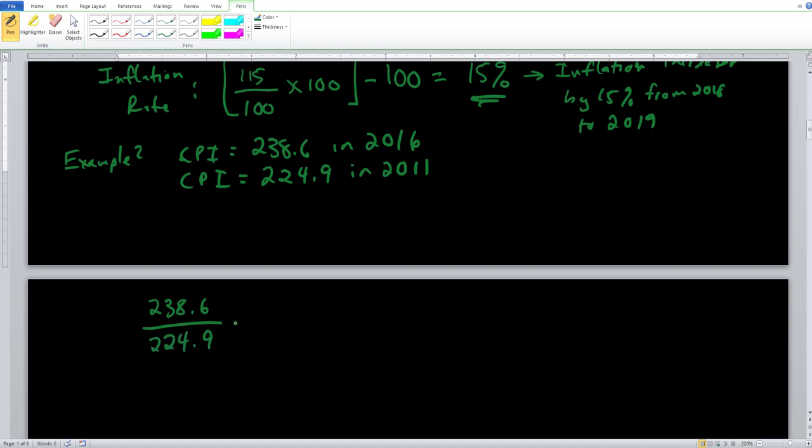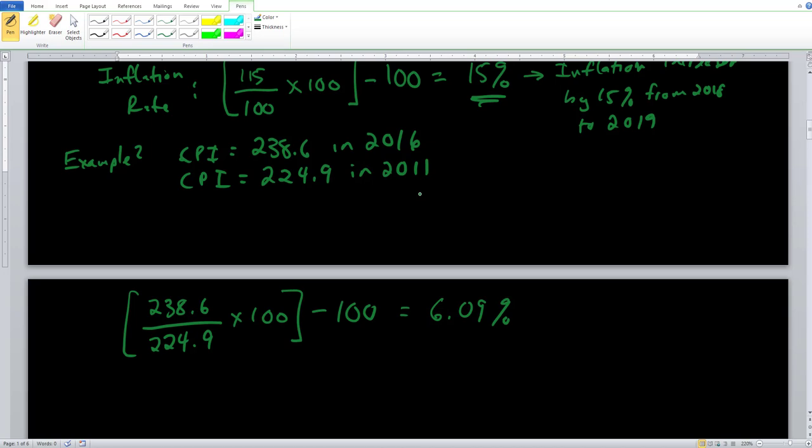And then once again, we just fill out the rest of the formula. We have times 100, put the brackets here, orders of operation, minus 100, simplify as much as we can, and that tells us we get an inflation rate of 6.09%. In interpretation, it tells us that inflation prices for this market basket of goods and services increased by 6.09% from the year 2011 to the year 2016.